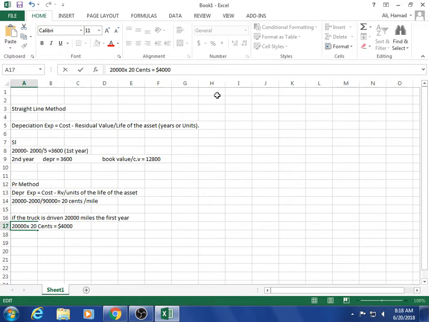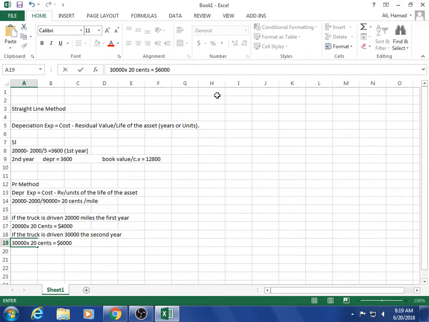Let's assume the truck is driven for 30,000 miles. I'm not going to follow Exhibit 5. So if the truck is driven 30,000 miles the second year, how much is the depreciation for the second year? It's going to be 30,000 times 20 cents, so that's equal to $6,000. It's 20 cents per mile, and it was driven 30,000 miles.